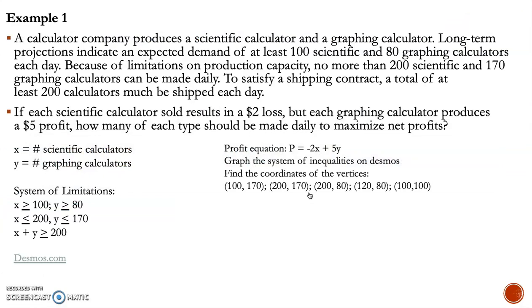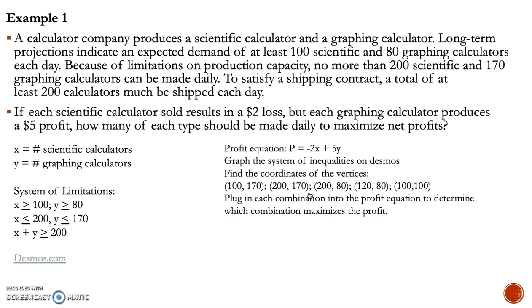So our coordinates are (100, 170), (200, 170), (280, 120), (80, 100) and (100, 100). Different combinations of those two types of calculators to test. We will plug each one of those into our profit equation and see what we get.